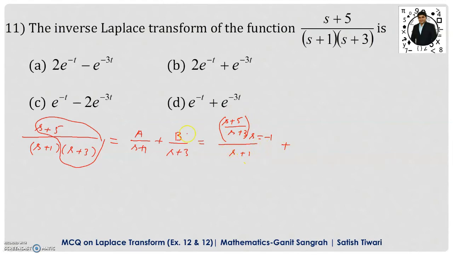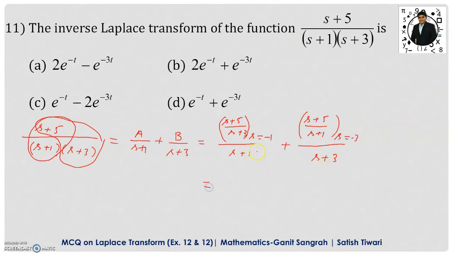Similarly we do for B. We are having s+3 in the denominator. So we leave the factor s+3 and the remaining factor we write in the numerator, like this, and calculate the value at s equals minus 3, because we are having s+3 in the denominator.